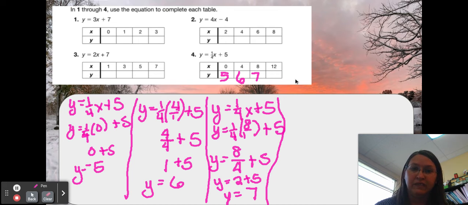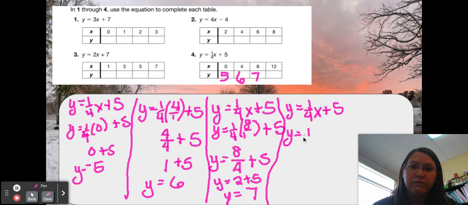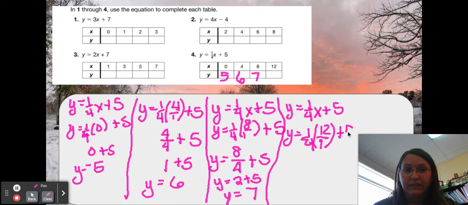And now let me do our last one. I'm amazed I have room. Y equals 1/4 x plus 5. So I've got to do y equals 1/4 times 12 over 1 because I need to turn my 12 into a whole number plus 5.